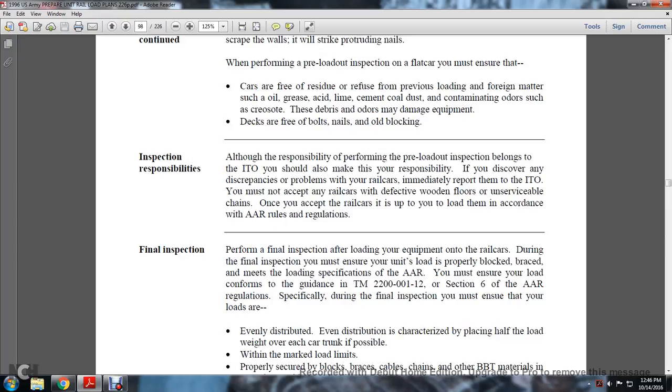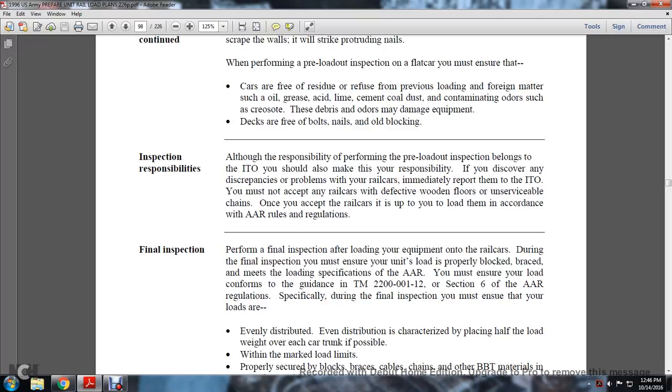Inspection responsibility. Although the responsibility for performing the preload inspection belongs to the ITO, if you discover discrepancies or problems with the railway cars, immediately report them to the ITO. You must not accept railway cars with defective loading devices, defective wooden floors, and unserviceable chains. Once you accept the railway cars, it is up to you to load them in accordance with the AAR rules and regulations.